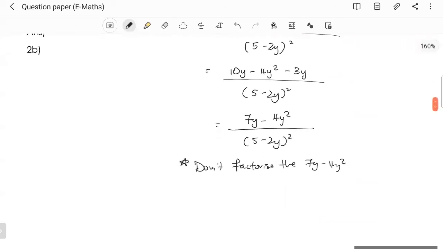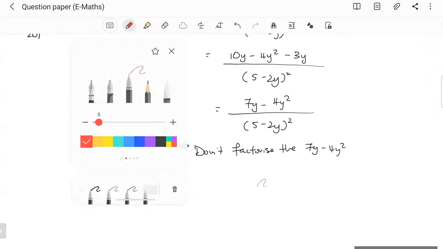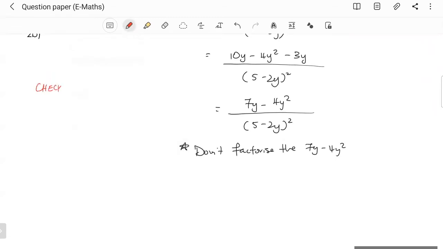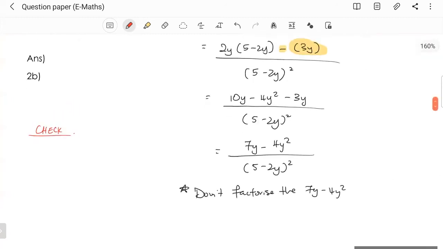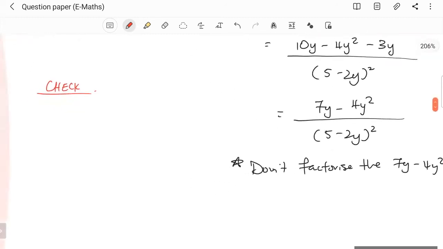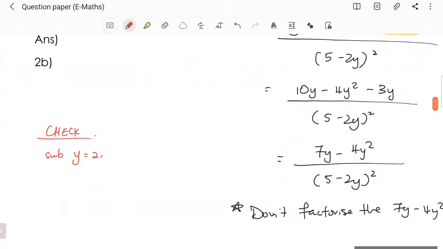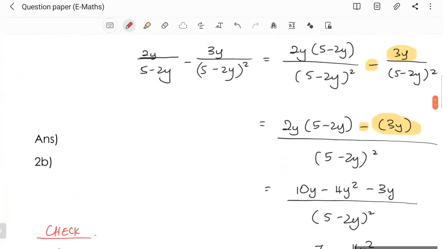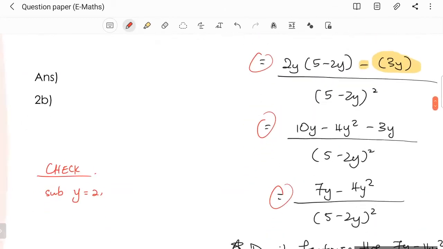So here, this is our calculated answer. We also have to check. We have to ensure that our answer is correct. So how do we check this? We do substitution. Since this is not solving for solutions, it is just simplification, we can use any value to substitute into y. I like to use 2. So when y equals 2, we want to ensure that the question here and the answer that we got are equal, because we use an equal sign. It means that no matter what y value, my question and the answer are always the same.